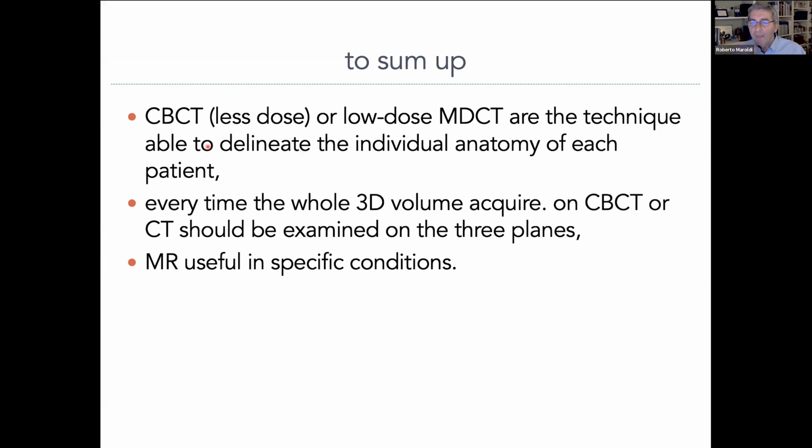To sum up, cone beam CT will provide a lower dose, and low dose MDCT will also give a low dose, but always a little bit higher than the cone beam CT, which is the technique able also to delineate the individual anatomy of each patient. Every time the whole 3D volume is acquired on cone beam CT or CT, it should be examined on 3 planes. And MRI can be very useful in a specific situation.